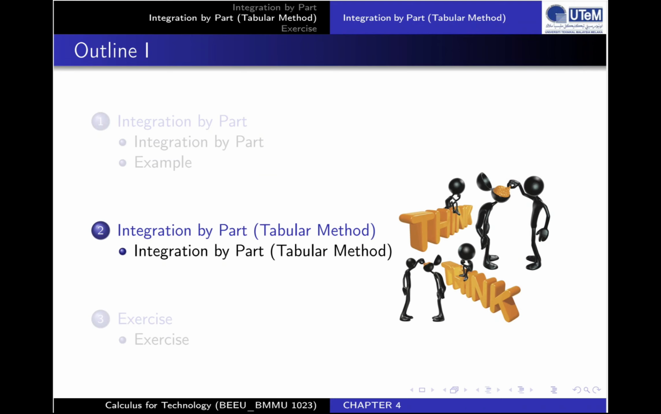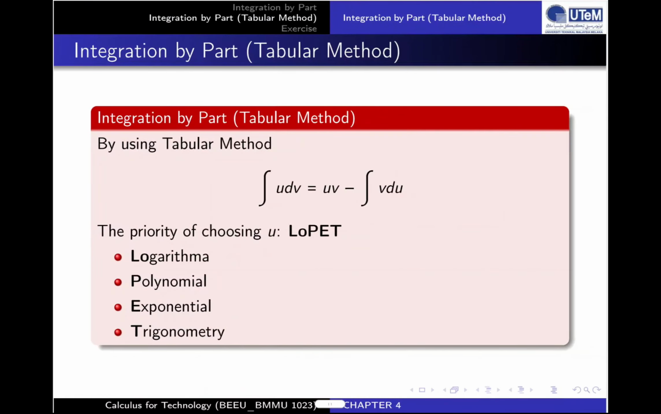Next, integration by parts using a tabular method. So this one is one of the alternatives in order to solve the integration by parts using a tabular method. Okay, what is tabular method? We can solve the integration by parts using a tabular method, also same thing here, but we try to choose the value of u by following these terms, which is LOPET.